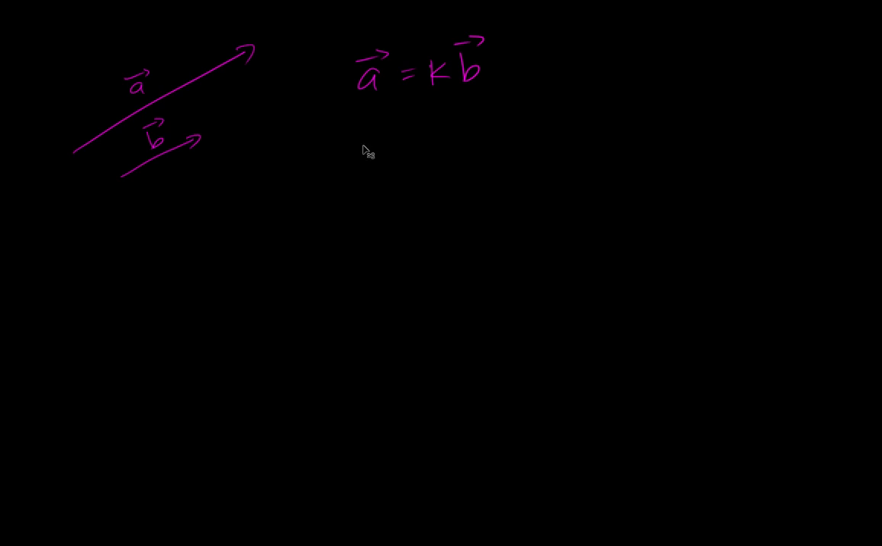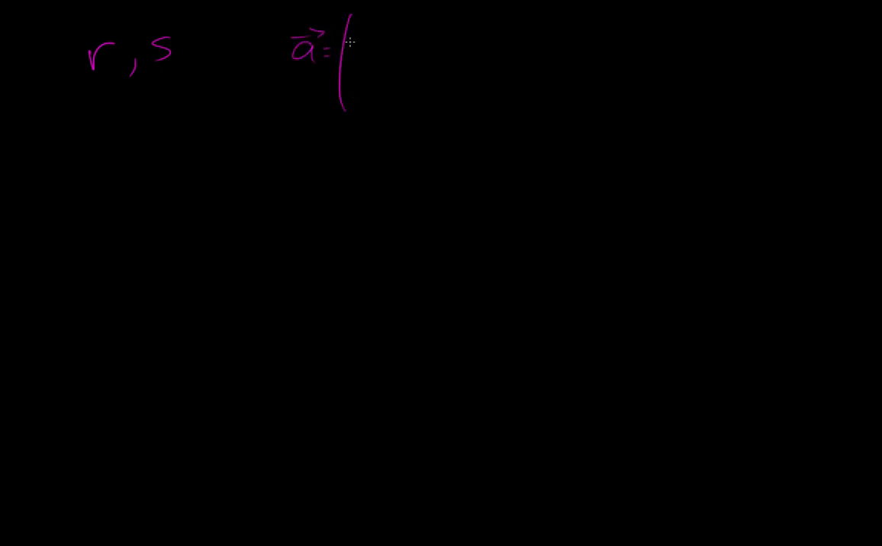So let's try a problem. It says find R and S, those are not vectors, when we're given vector A, which is 2, -1, R, and vector B, which is S, 2, -3. So we know that they're parallel. It's given that they're parallel.